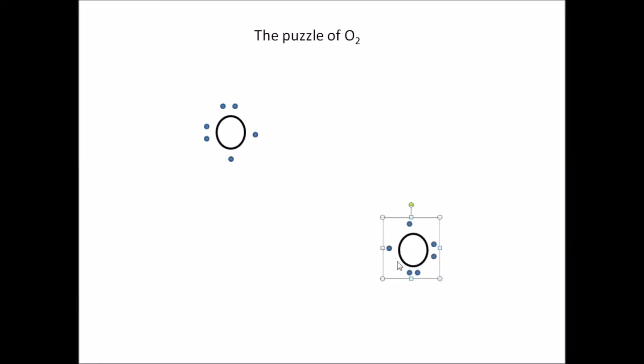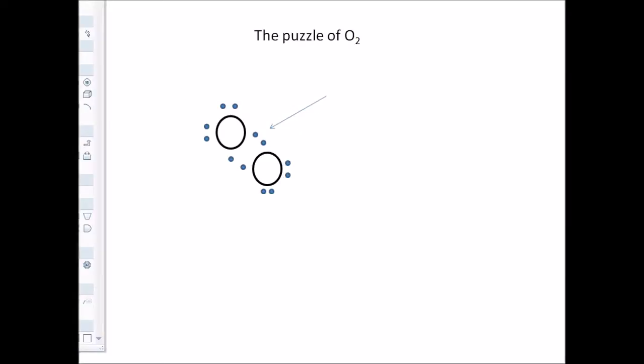So here's a solution that some of you may have thought of. Take this oxygen and drag it over on a diagonal. And you can see that these dots line up very nicely if you do that. And you do get pairs of dots. If you do this, you should see a pair of dots there. You should see a second pair of dots there. Each shared pair is a bond.